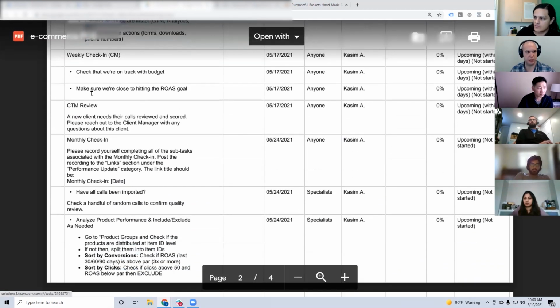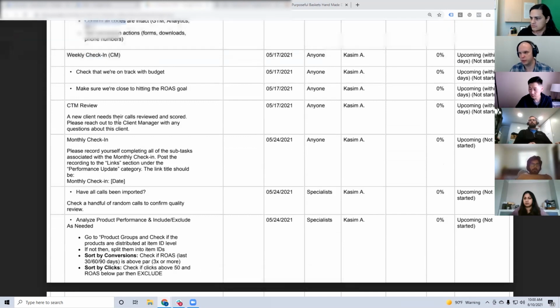Make sure to track with budget. Make sure we're close in ROAS goal. CTM review: this is if you're using a Call Tracking Metrics account and you're having calls come in and you want to have all of the money that's coming in from those calls attributed back to the campaign.